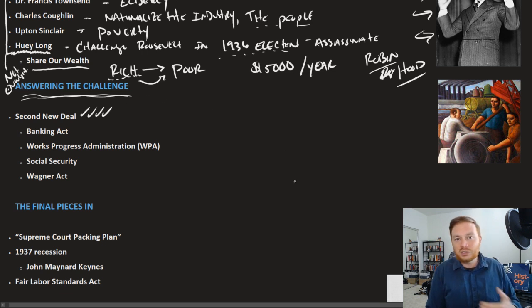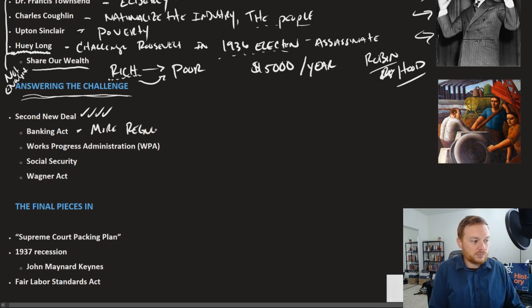So the Second New Deal is a new wave of legislation in the mid-1930s done to address maybe a lot of these critics. The Banking Act put more regulation over private banks, probably the strongest banking regulation ever in American history.